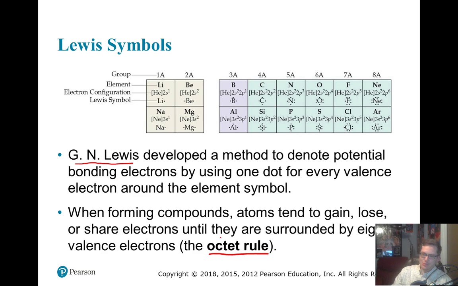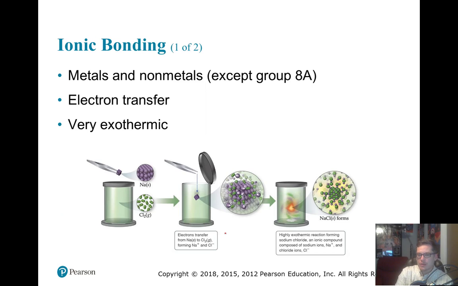Anyway, today we're going to talk about why elements form ionic bonds. Tomorrow, in the next video, we'll talk about why molecular compounds form bonds. First of all, ionic bonding always occurs between a metal and a non-metal, except for group A, the noble gases, which don't really bond. So it's metals and non-metals, and they involve electron transfer.